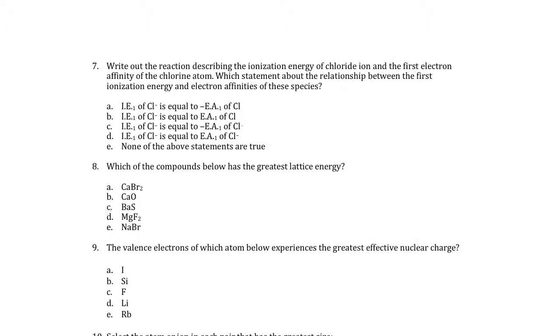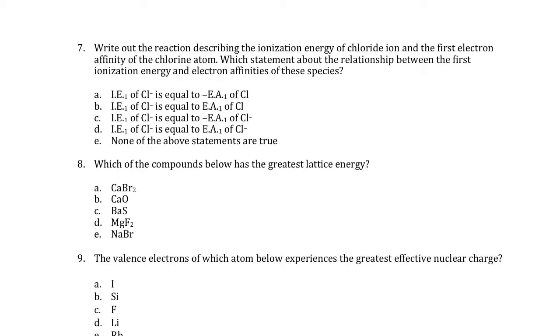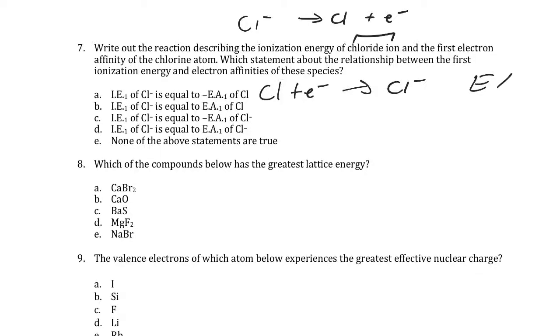Moving ahead to number 7, ionization energy versus electron affinity. So let's see here, write out the ionization energy of chloride. So ionization energy of this ion. Ionization is the loss of an electron. Lose 1 electron. That's this reaction here. And then the first electron affinity of the chlorine atom would be chlorine absorbing an electron going to Cl-.